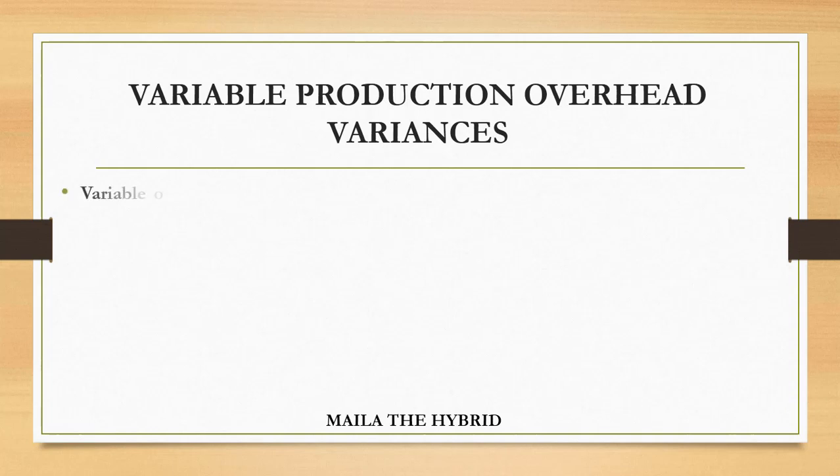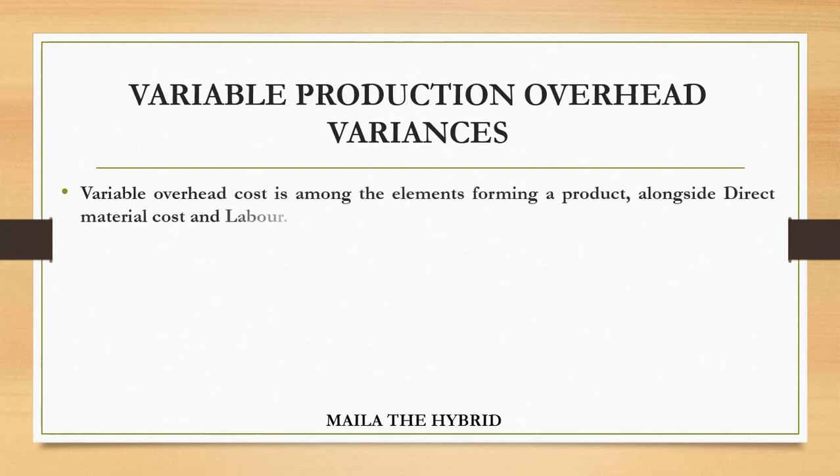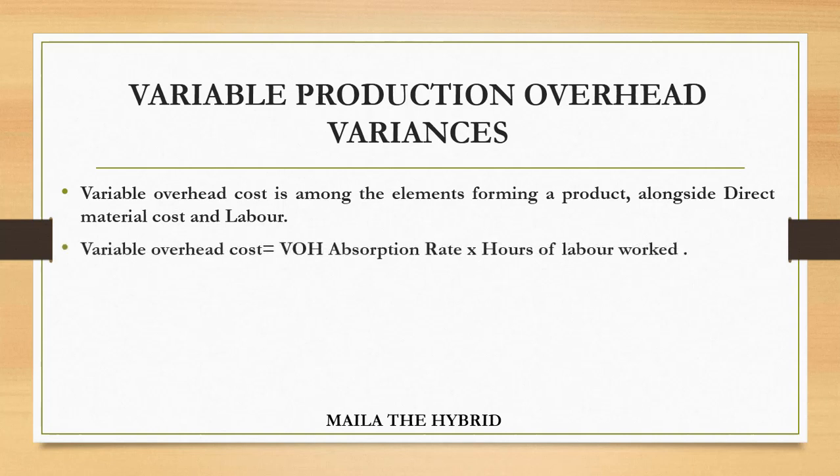First of all, to know how to compute the variances, you just have to know how to compute total variable overhead cost. And how do we do that? Variable overhead cost equals variable overhead absorption rate times hours of labor worked. Actually, it should not necessarily be hours worked; it could be hours paid, but you should also understand one thing.